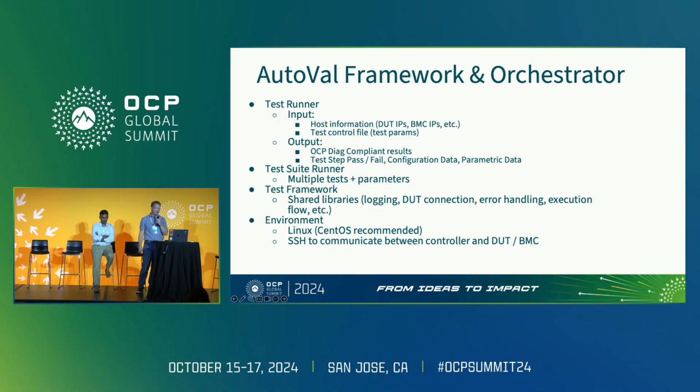Some context of the environment that we're running in. AutoVal is developed for a Linux environment. We are recommending CentOS, but don't necessarily have a strict requirement on CentOS. But that is the closest one where we can guarantee that it should work as is without any additional modifications. Then typically the way our execution works is you're running the test from a controller host, and from that controller host we will open SSH connections to communicate between that controller and the device under test and the BMC to execute the commands and get the results of the test case.